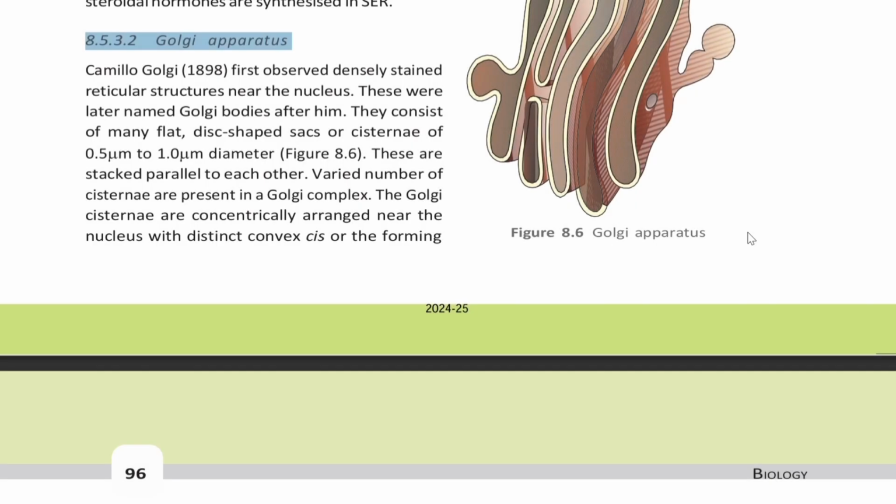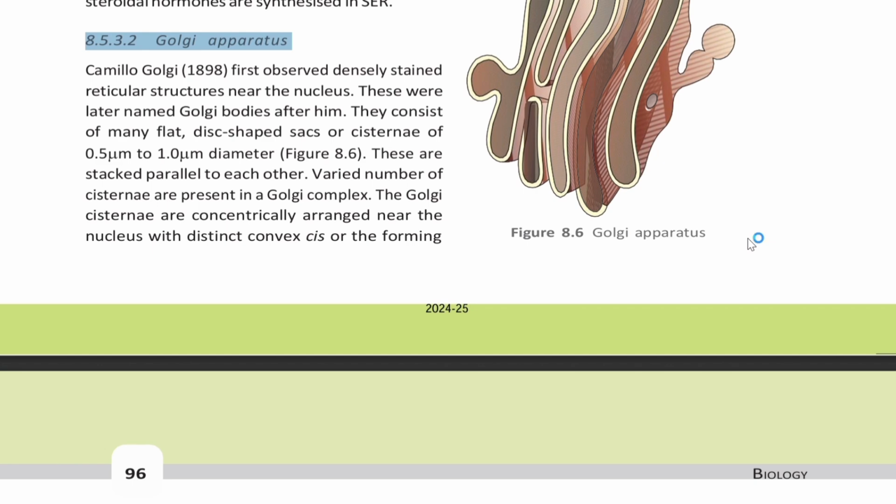8.5.3.2 Golgi apparatus. Camillo Golgi in 1898 first observed densely stained reticular structures near the nucleus. These were later named Golgi bodies after him. They consist of many flat, disc-shaped sacs or cisternae of 0.5 micrometer to 1 micrometer diameter. These are stacked parallel to each other. Varied number of cisternae are present in a Golgi complex.